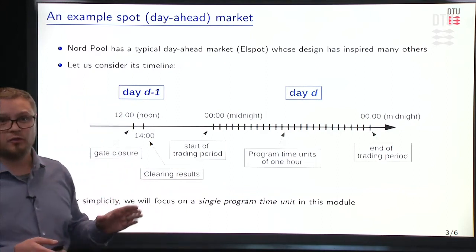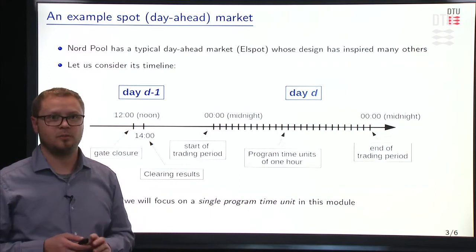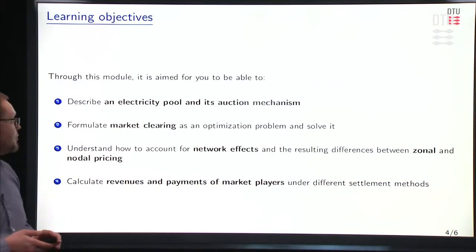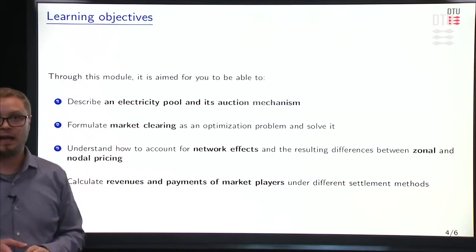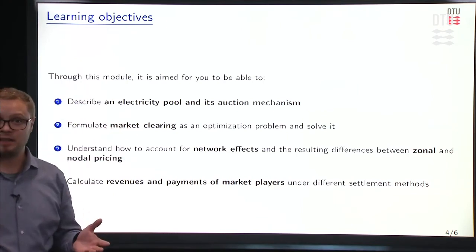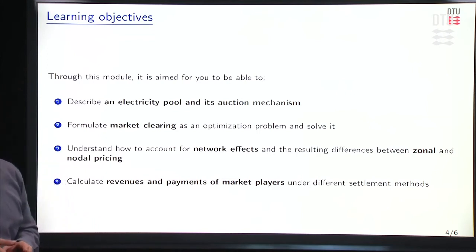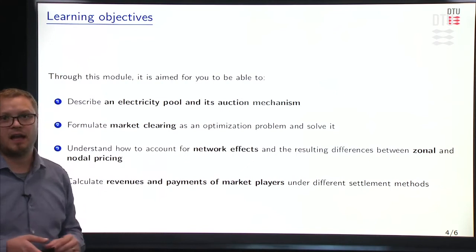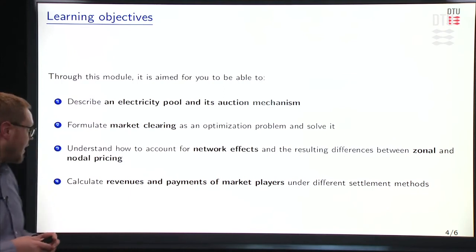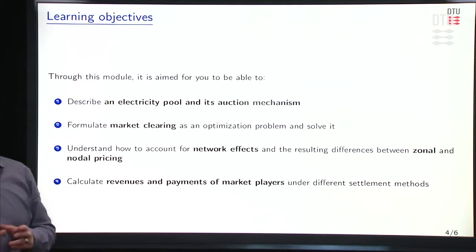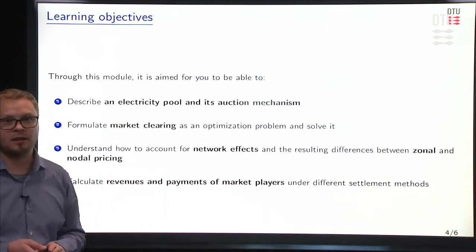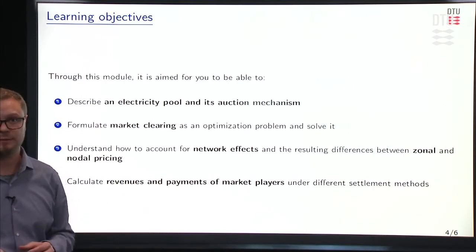In this module, we're going to focus on a single program time unit to make things simpler. The learning objectives for this module are for you to be able to describe an electricity pool and its auction mechanism. I would like you to be able to formulate market clearing as an optimization problem and solve it. Understand how to account for network effects and how there may be resulting differences between the zonal and nodal pricing concept. And finally, based on this schedule and prices that appear in the market, you should be able to calculate revenues and payments for the various market players in view of the different settlement methods.